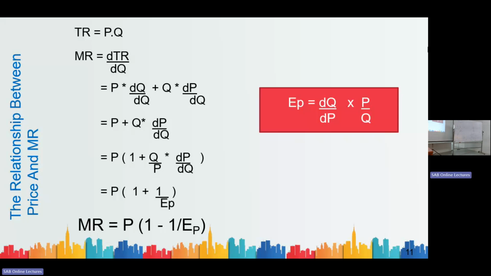And what is the next conclusion? When demand is price inelastic and price falls further, quantity will increase, but what happens to the total revenue? Total revenue will decrease. The same conclusion we made here. When price decreases, total revenue will decrease when the demand is price inelastic.